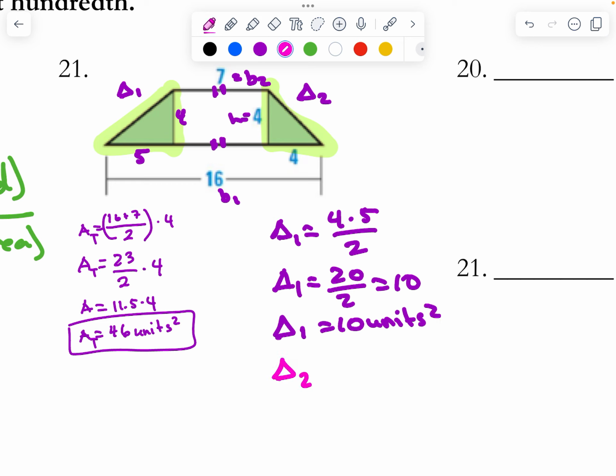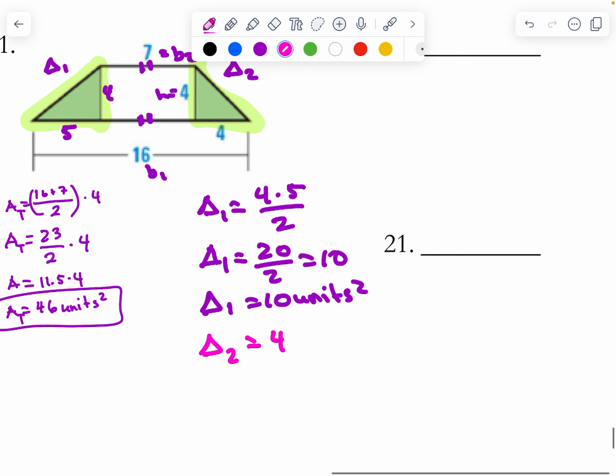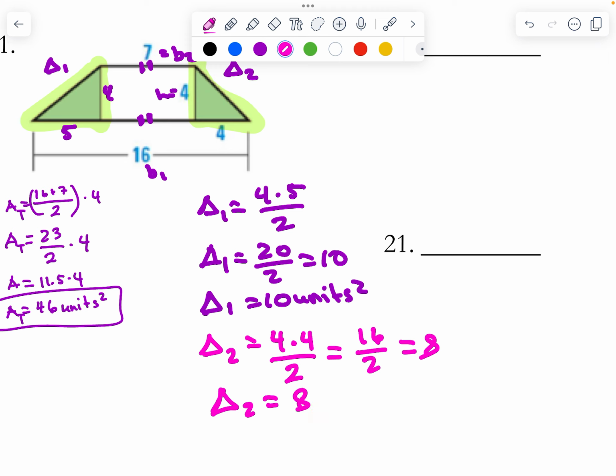Area of triangle 2 is going to be 4, and we can tell that this is a 45, 45, 90 because it has congruent sides, but we're just going to do it anyway. So the area here is going to be 4 times 4 divided by 2, giving 16 over 2, being 8. So area 2 is 8 units squared.